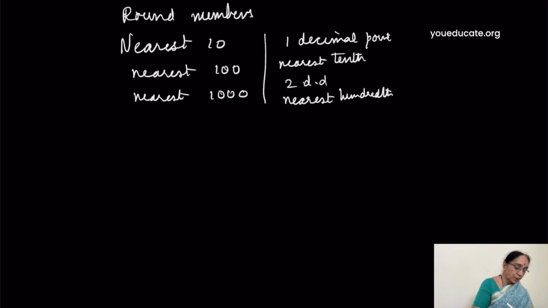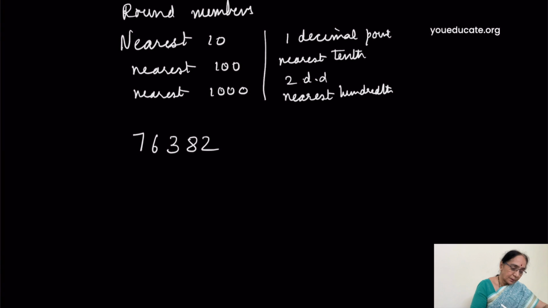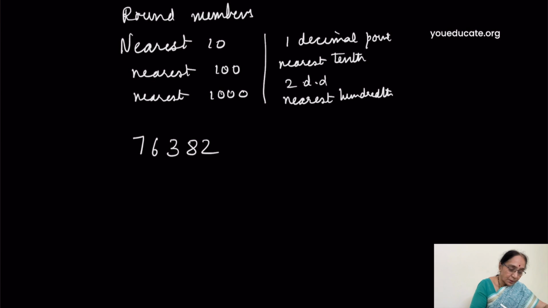Now supposing you want to round this number 76,382. We will keep this. We will round it to the nearest 10, we'll round it to the nearest 100, we'll round it to the nearest 1000. So when I want to round it to the nearest 10, that means I'll have to have a 0. It should only be in tens.